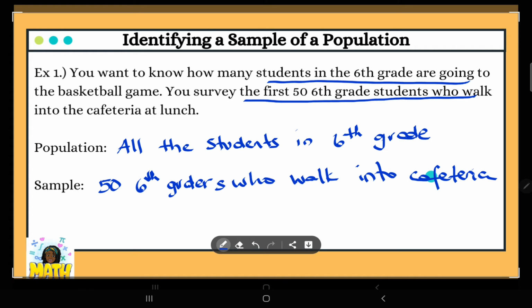This sample is chosen at random. You don't know who's going to be walking into the cafeteria and when they're going to be walking in. So choosing those first 50 individuals would ensure that your sample is indeed randomized.